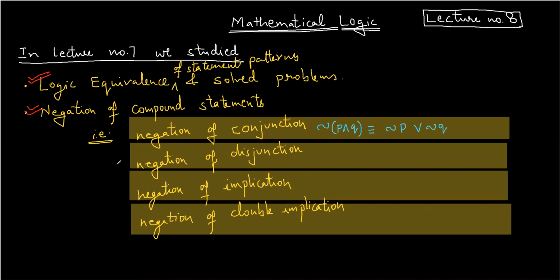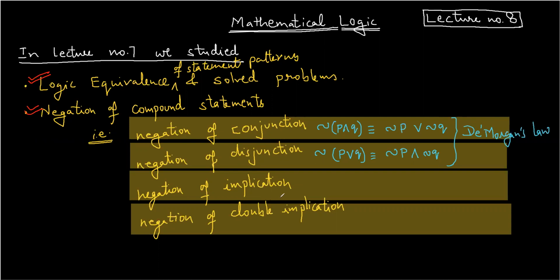Then we studied negation of disjunction. Negation of a disjunction of two statements is negation P and negation Q. What we do is distribute the negation sign over both statements. If it is a conjunction, we write disjunction; if it is a disjunction, we write conjunction. These two laws are known as De Morgan's laws.